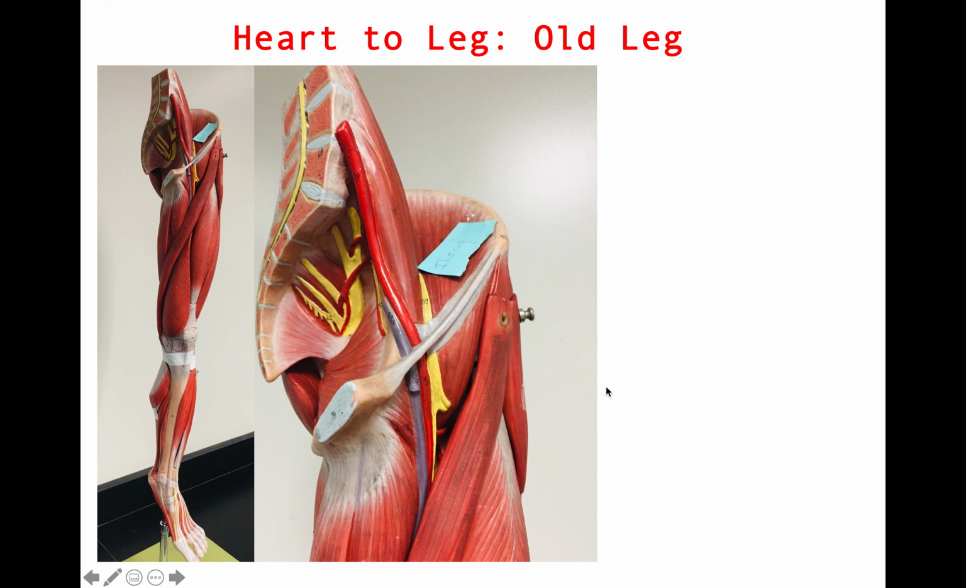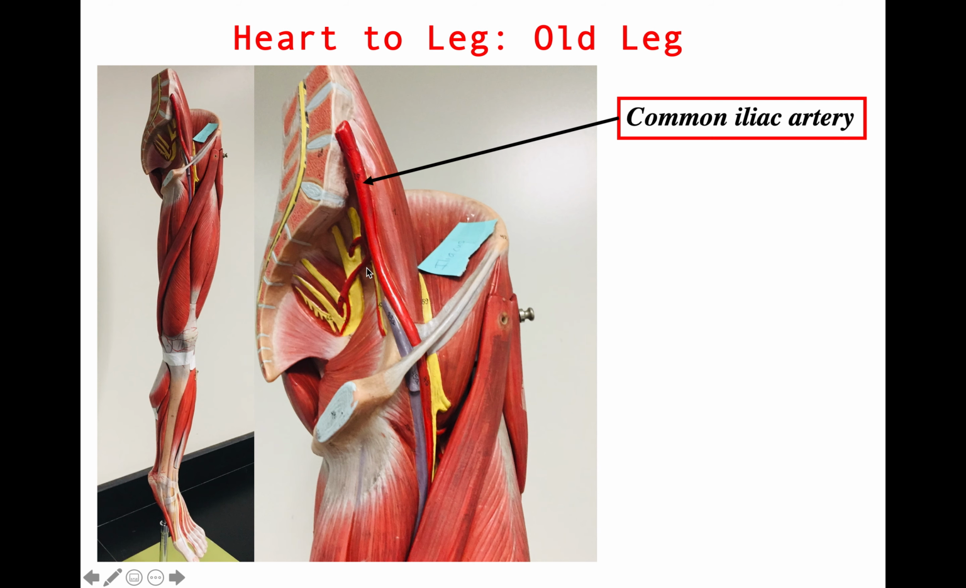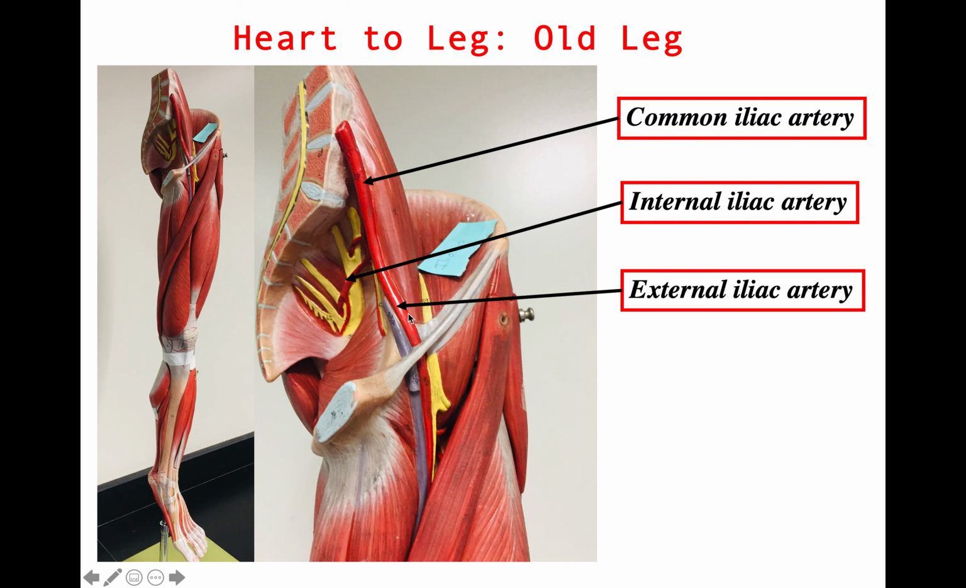Let's go to this leg model right there, and let's backtrack. Let's go back into the pelvis here. You actually can see here is a common iliac artery, which branches to form an internal iliac artery, which I'm not going to really follow, and an external iliac artery. We pass the obturator foramen. Now in your thigh, here is the femoral artery right there. So common iliac, internal iliac, external iliac, femoral artery.